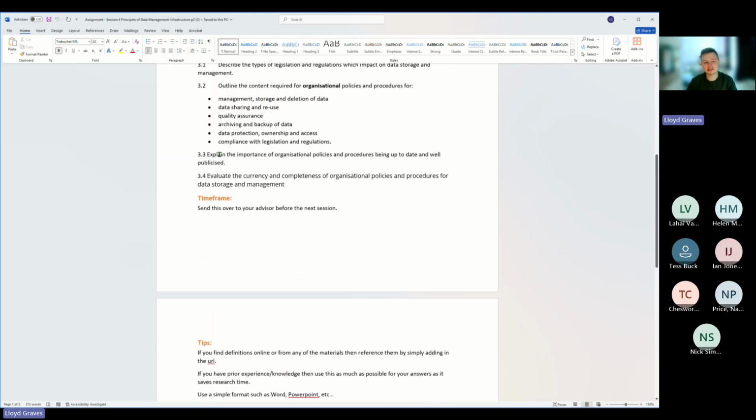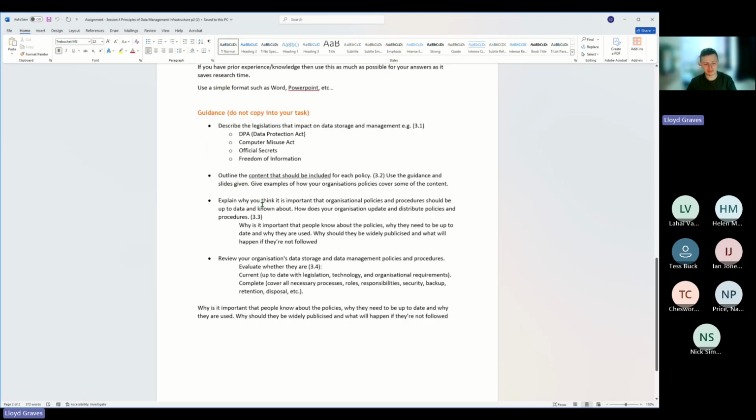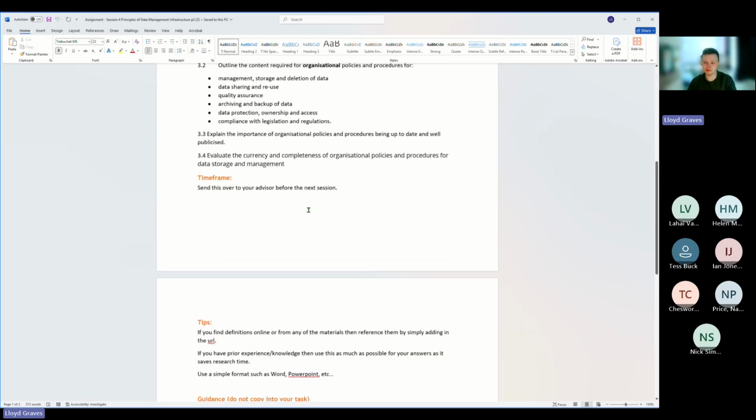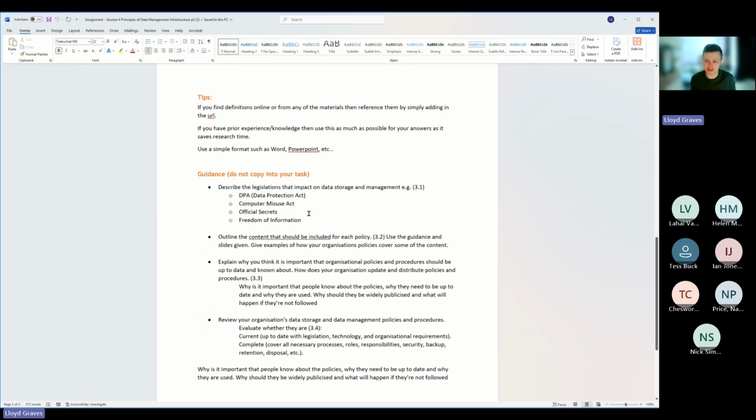Then we've got 3.3, explain the importance of organizational policies and procedures being up to date and well publicized. So again, I recommend that you talk about how your organization achieves this. How does it ensure that updated policies are distributed around the organization? But again, just make sure you pay attention to the criteria, which is asking you to explain the importance. So don't just tell me what your organization does, explain why it's important that they do that.